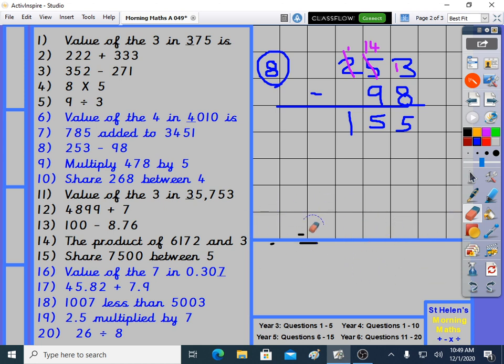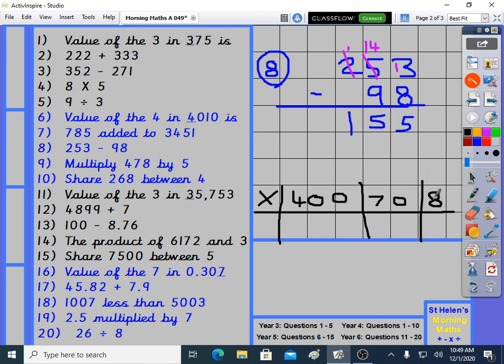Question 9, we'll need the grid method. Let's get going with the grid method. Multiply, of course, means times. 478 times 5. There's no easier way to do this question. 4 times 5 is 20. 4 times 5 was 20, and there's 2 more zeros to place. Be careful with that. We get 2,000. 5 times 7, 35, and 1 0. 5 times 8, 40. So we've got to add up those 3 blue answers.